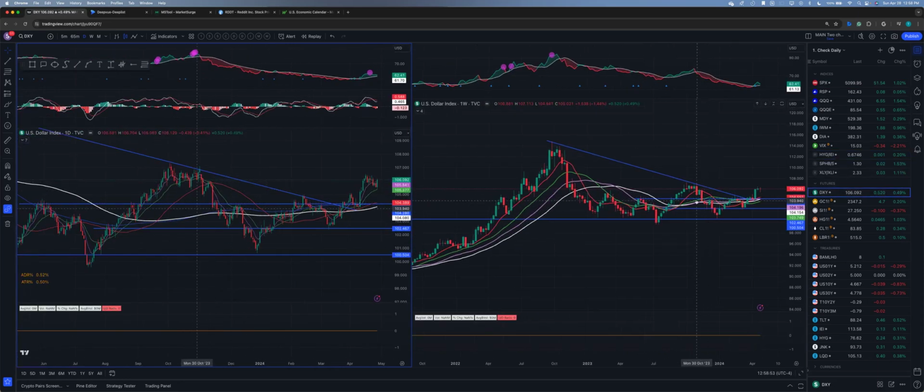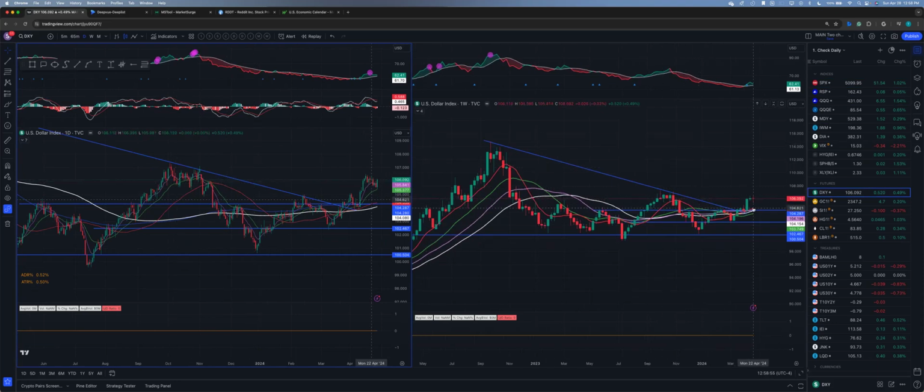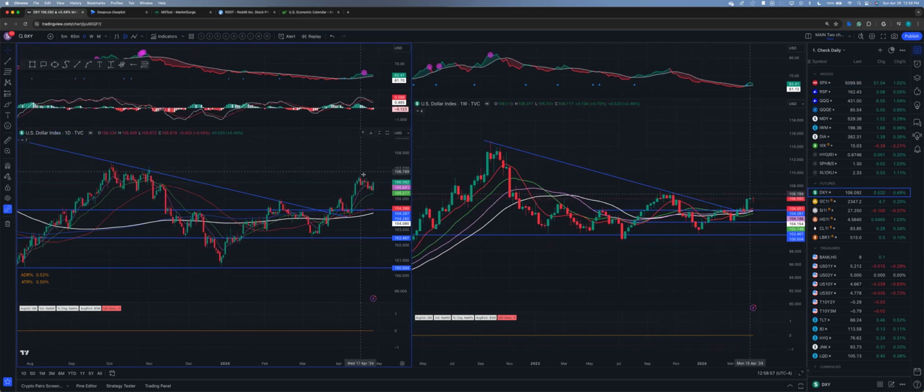Dollar, this could present a headwind. This weekly range we broke out of, and now we're forming a daily bull flag with a bullish engulfing off the 21 EMA last Friday.